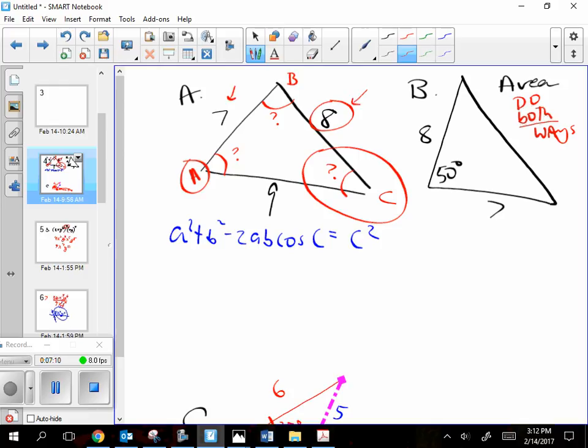All right, so anyway, A is 8, so that's 8 squared. So we'll just go right to 64. Plus B, in this case, B is 9 because it's across from the B here. So that's 9 squared is 81. Minus 2 times A, and A is 8, times B is 9, times cosine C equals C squared. And C is 7, so that's 49. All right, I'm going to pause for a second while I grind out some math.